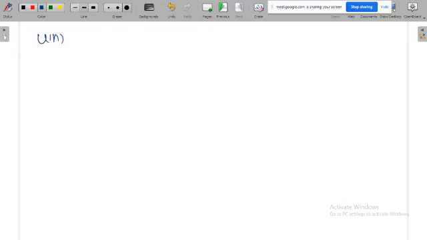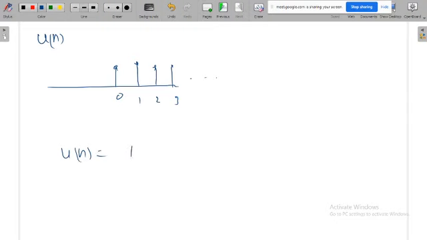What do you mean by u of n? U of n means the nature is like this, 1, 2, 3, like that it goes. So mathematically, u of n is equal to 1 when n is greater than or equal to 0. When n is less than 0, the u of n value is 0. So what do you mean by u of minus 3 here? What is the value of n? You are telling u of minus 3, instead of n you are putting some value. Is it positive or negative?